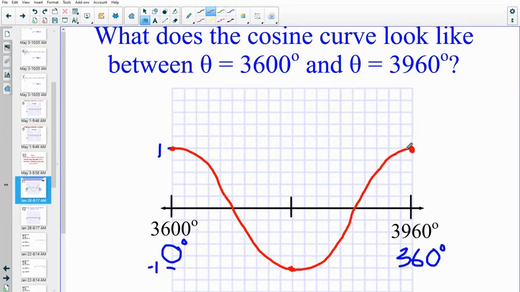So what is cosine of 3,600? It must be 1. What is cosine of, let's see, this would be 3,690. Cosine of 3,690 would be 0. Cosine of 3,780, that's what this would be. That would be -1, and so on and so on. We know what these values are between 0 and 360. That means we know what they are between 3,600 and 3,960.